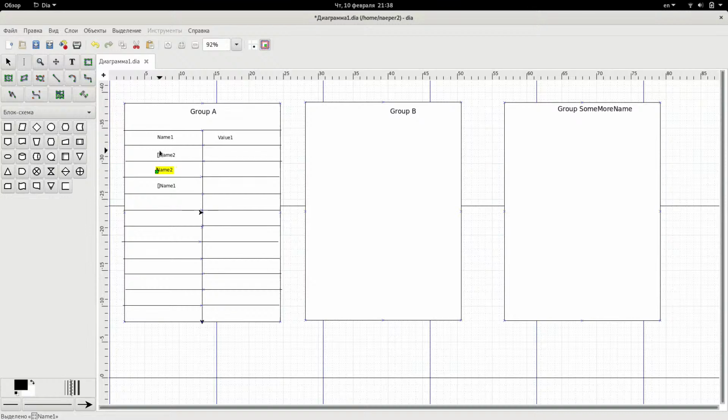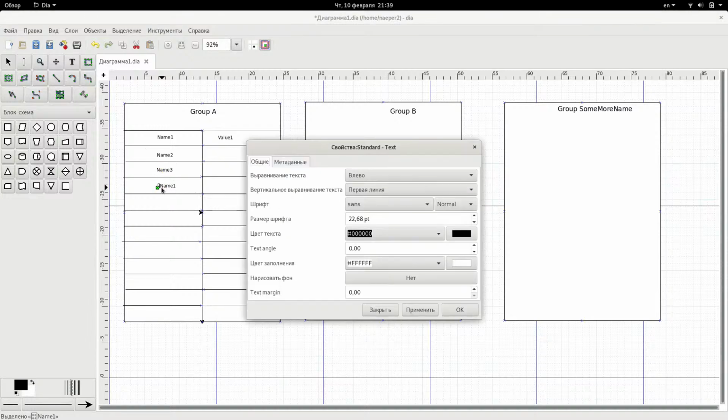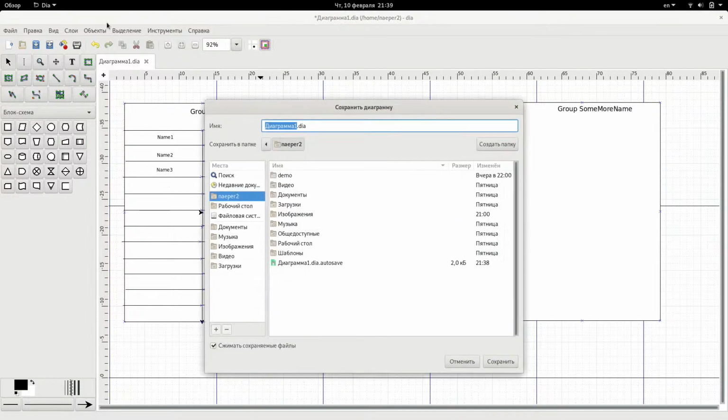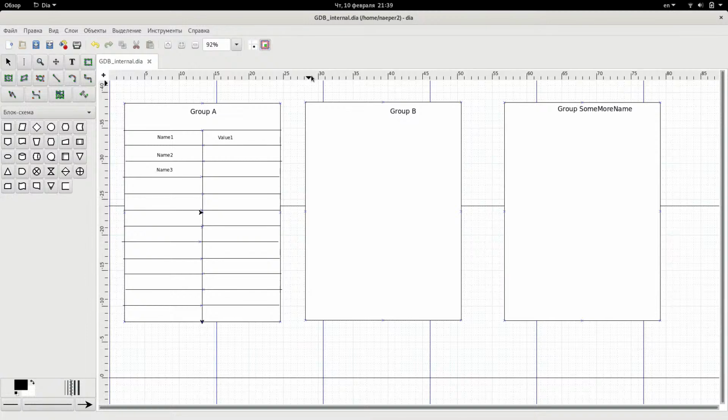By the way, what was the symbol? Something new in UTF-8. Okay, it shouldn't be 2, it should be 3. Yeah. Okay, just forget it. Okay, so this is an example of GDB internals. Let's save it so.